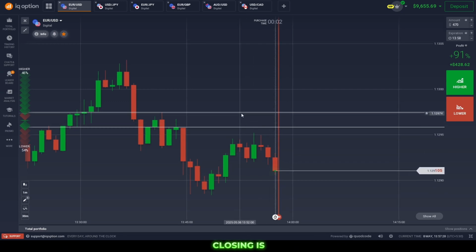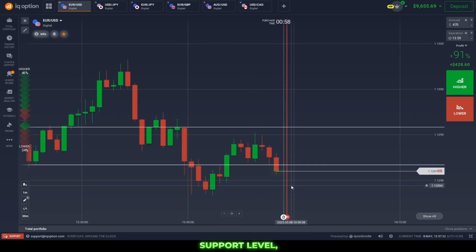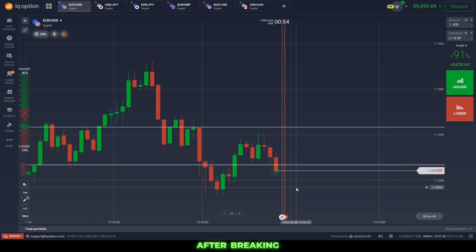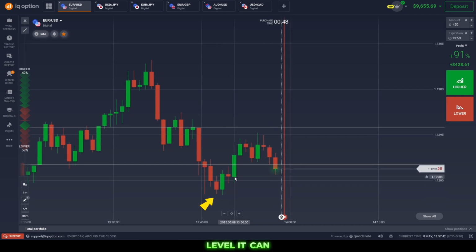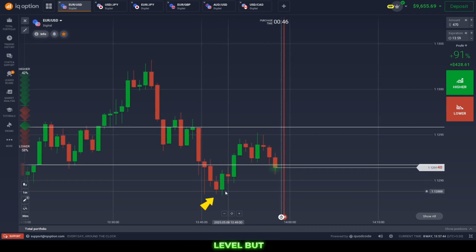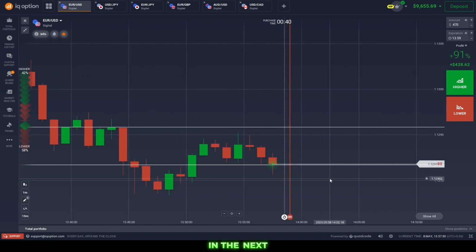If this candle closes below this support level, we will go for a trade in the downward direction, because after breaking this level, the price will fall up to that level. It can get rejection from this level, but it will fall up to that particular zone. So let's wait for this candle. The candle will close in the next.